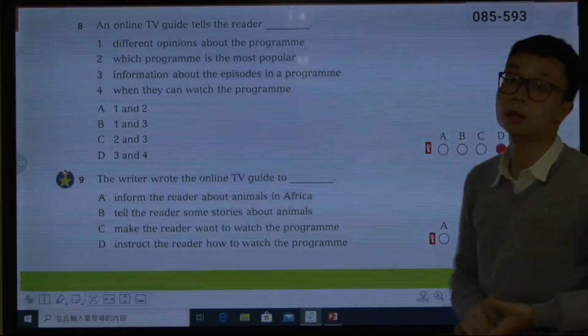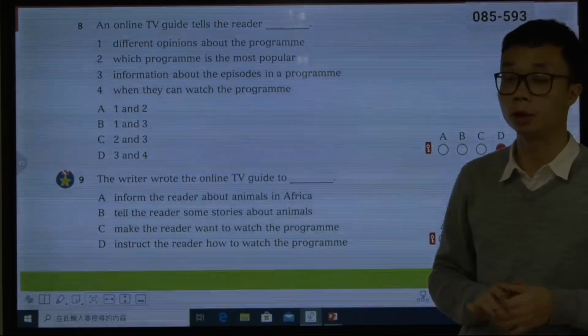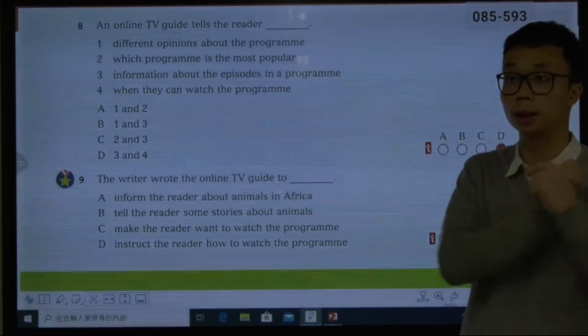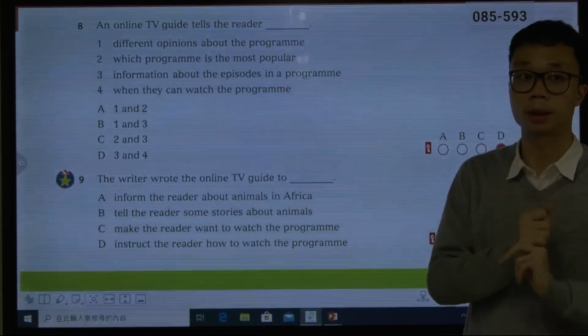So here are all the answers for these two, and now you can figure out some ways to find the answers, including some deductive methods or some inductive methods.